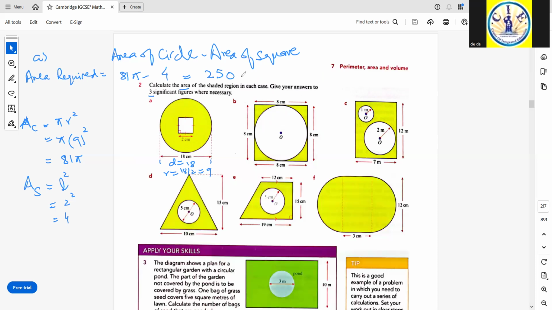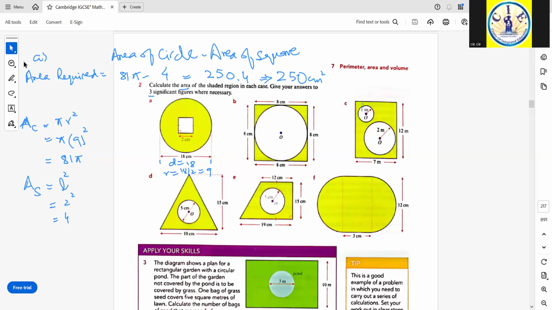250.4. Since the fourth digit is less than 5, rounding it off to three significant figures, we should be having 250. And since the unit was centimeter, it has to be centimeter square. So this is how we can calculate the area of the required yellow shaded region.